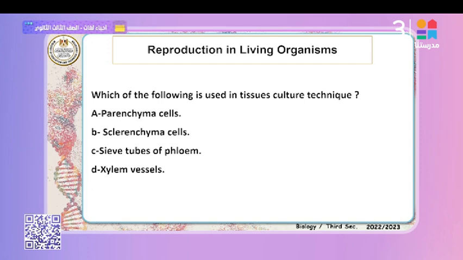Parenchyma cells, sclerenchyma cells, sieve tube of phloem, xylem vessels. Which one of them, A, B, C, or D, is considered living cells? Why? Because tissue culture needs mitosis. That means living cells contain a nucleus and have the ability to divide. So the best answer is A.